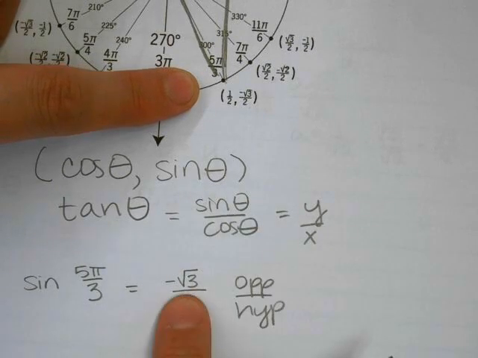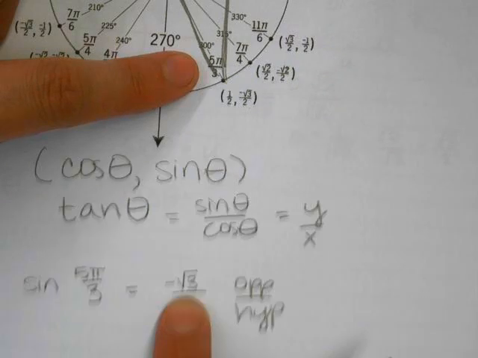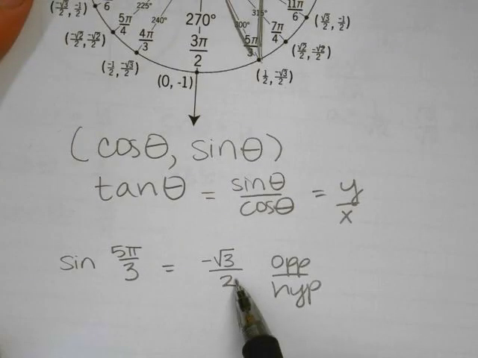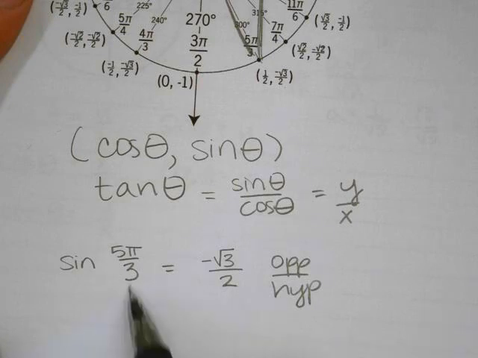And the reason it's negative is because in this quadrant, my opposite side right here is a y value that's going down. So opposite over hypotenuse. I could draw a triangle where the opposite side is root 3 and the hypotenuse is 2, and that would fit this angle right here. It would measure the right thing.